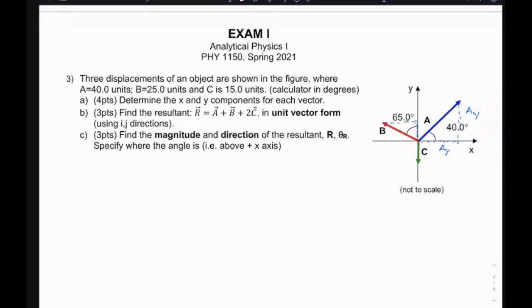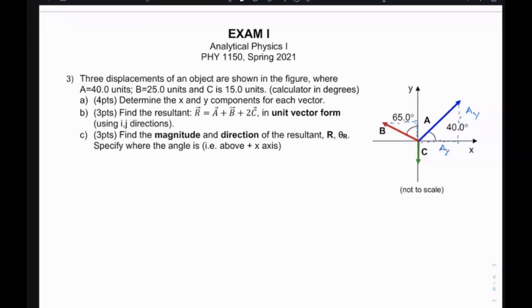We'll now go over question 3 from exam 1. Three displacements of an object are shown in the figure, where A is equal to 40.0 units, B is equal to 25.0 units, and C is equal to 15.0 units. And there's a reminder here to set your calculator in degrees. For part A of the question, determine the x and y components for each vector.